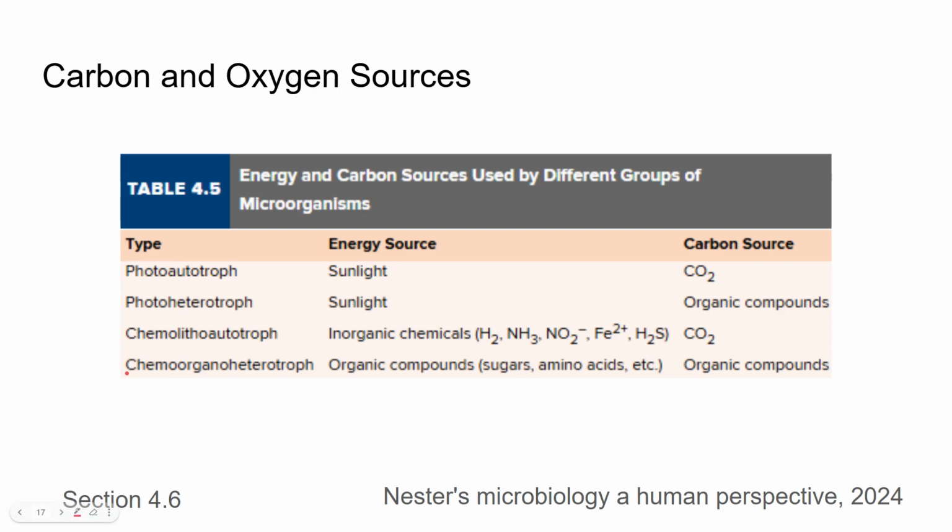So we would be what's called a chemo-organo-heterotroph. These are going to be organisms that obtain organic compounds like sugars, amino acids, lipids, etc. They're going to obtain these chemical substances that contain energy. So for this, that would be that chemo.